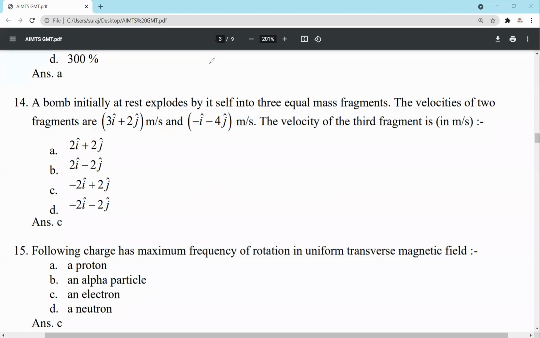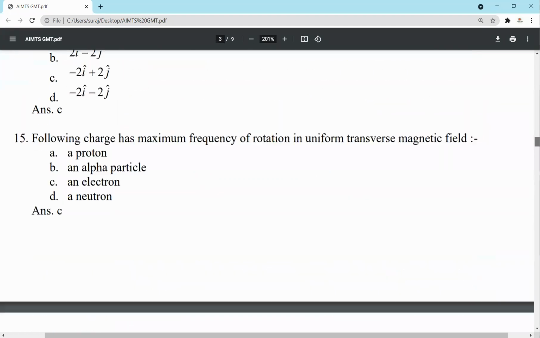Question number 15. A charge has maximum frequency of rotation in a uniform transverse magnetic field. I want the maximum frequency of rotation. So first we have to find the radius. Radius is mv by qB. What are the options? Proton, alpha particle, electron, neutron.